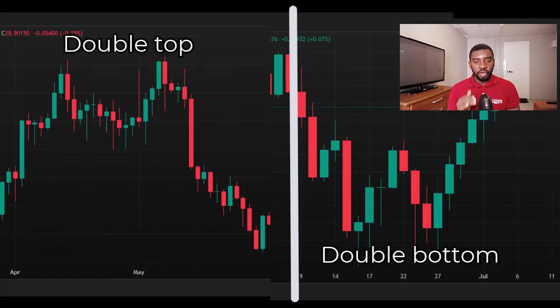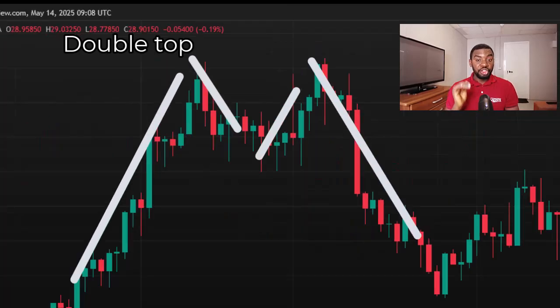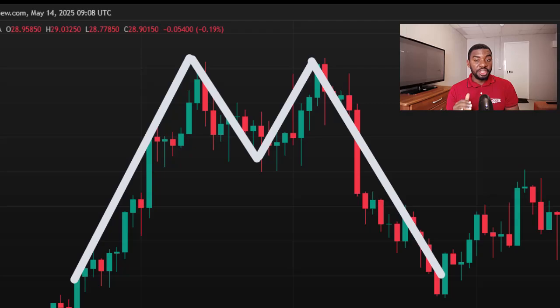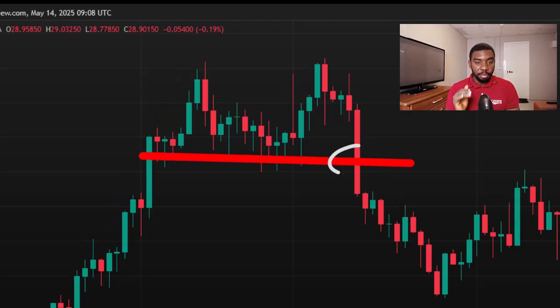Double top, double bottom, an M shape at the top, bearish, or W at the bottom, bullish. A double top suggests the uptrend is exhausted and a break below the midpoint, the valley, confirms it. Double patterns are textbook signs that bulls or bears have run out of steam.